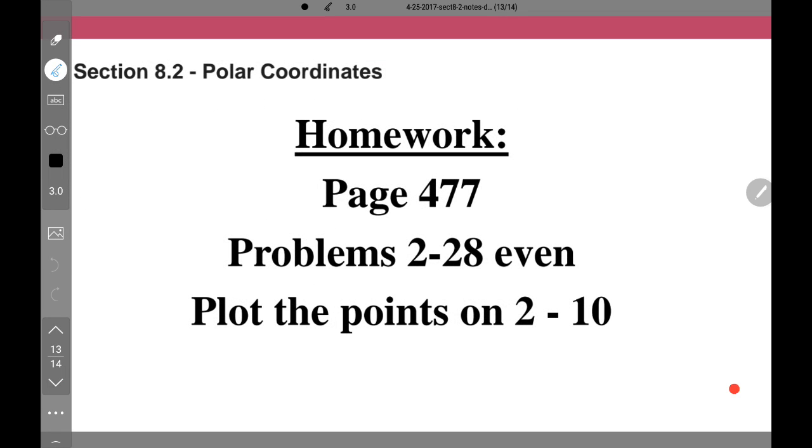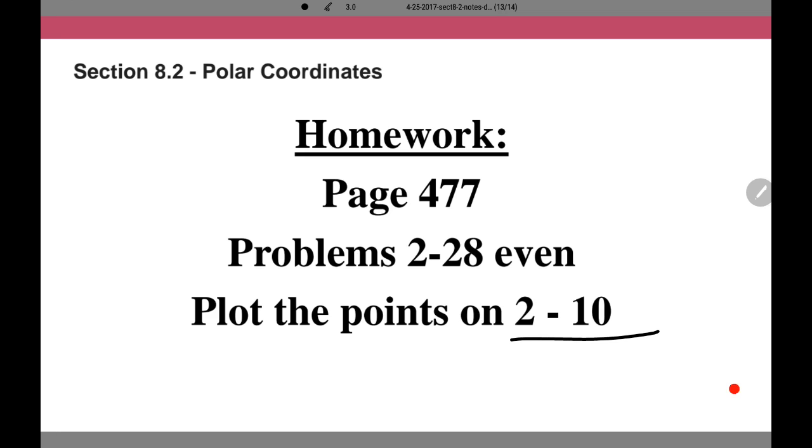Alright, so on the first few problems, I do want you to plot the points as well. It helps you to convert from polar to Cartesian, and on 2 through 10, I want you to go ahead and plot those. So I've got graph paper for you for those.